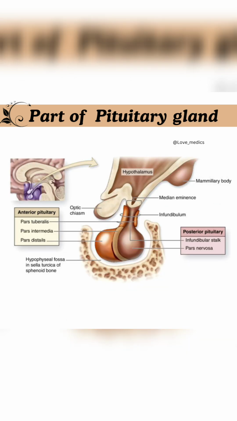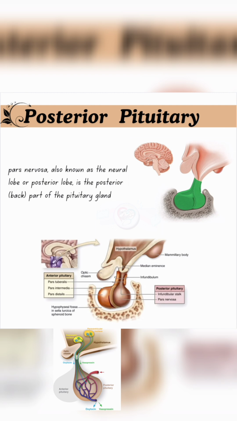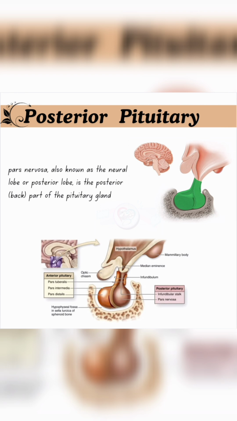Next, posterior pituitary gland. It is also called pars nervosa, neural lobe, or posterior lobe. It is the posterior part of the pituitary gland. Why is it called the neural lobe? It is composed of neural tissue. That's why it is called the neural lobe. The pars nervosa and infundibulum stalk are the parts of the posterior pituitary gland. The posterior pituitary gland stores and releases the hormones produced by the hypothalamus.